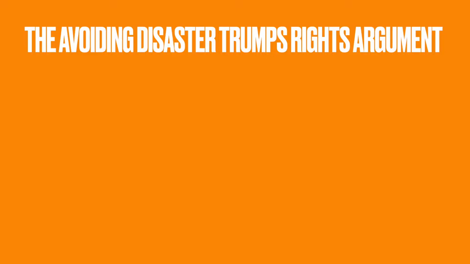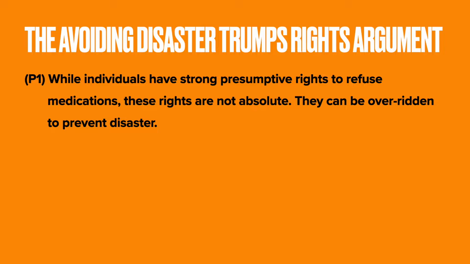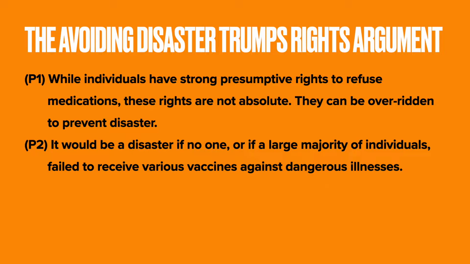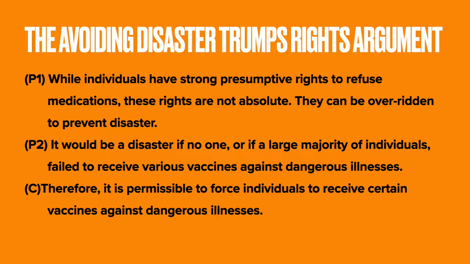So Brennan gives us the avoiding disaster trumps rights argument. Premise one: while an individual has strong presumptive rights to refuse medications, these rights are not absolute. They can be overridden to prevent disasters. Premise two: it would be a disaster if no one, or if a large majority of individuals, failed to receive various vaccinations against dangerous illnesses. Conclusion: therefore, it is permissible to force individuals to receive certain vaccinations against dangerous illnesses.